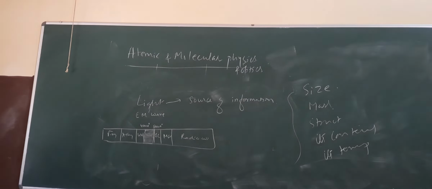All objects are sending radio waves. We have a radio telescope. Right? The radio telescope catches radio waves coming from the distant object. Right? Very big antennas are used to catch radio waves, microwaves, ultraviolet, right?